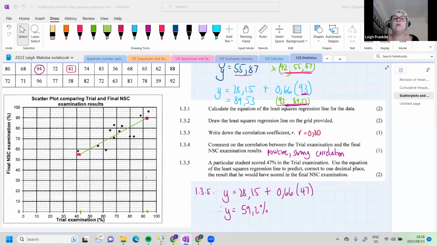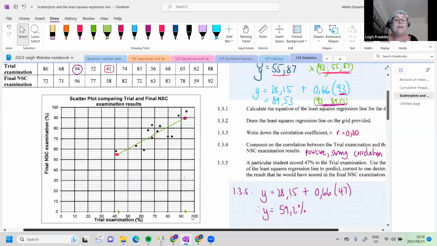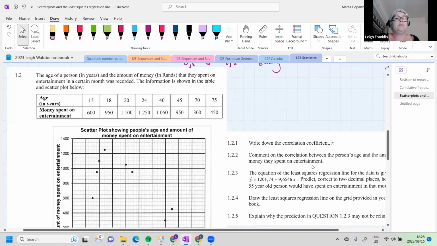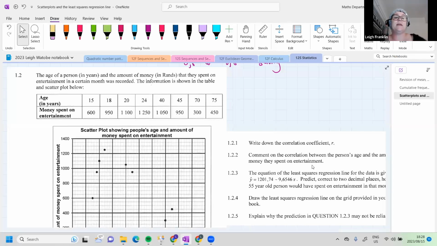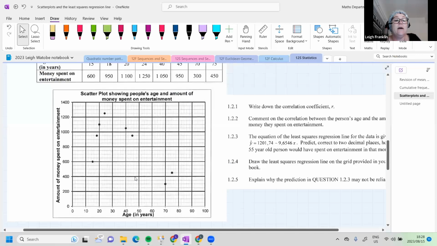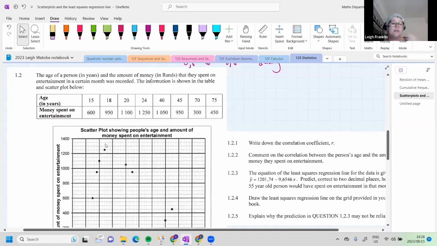All right, so let's have a look at the same sort of question on scatter plots and regression lines, but quite different information from what we've got over here. This question describes the age of a person in years and the amount of money in rands that they spend on entertainment in a certain month. Again, the information is shown in the table and the scatter plot below. So they give us our X, our age, on the X-axis, and on the Y-axis, the amount of money that they spend on entertainment.